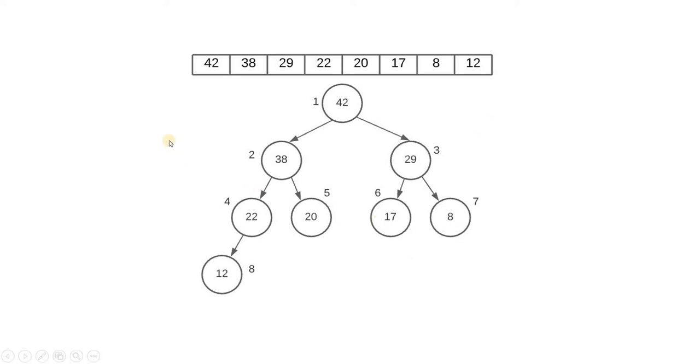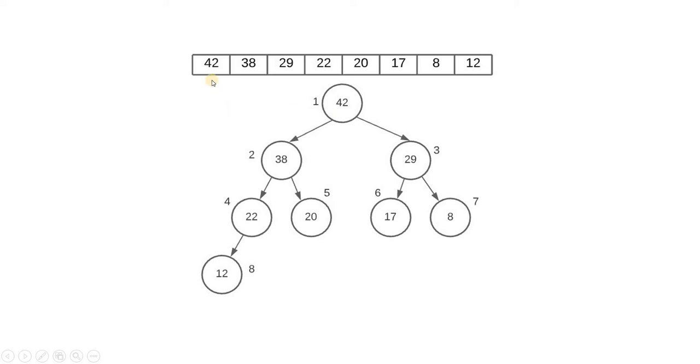The rule is that to find the child node of any node, you multiply its index by 2. Then if you want the left child node, you plus 1. If you want the right child node, you plus 2. So how about we try that right now? I'm going to show you how through this array I can locate the child nodes for each node.